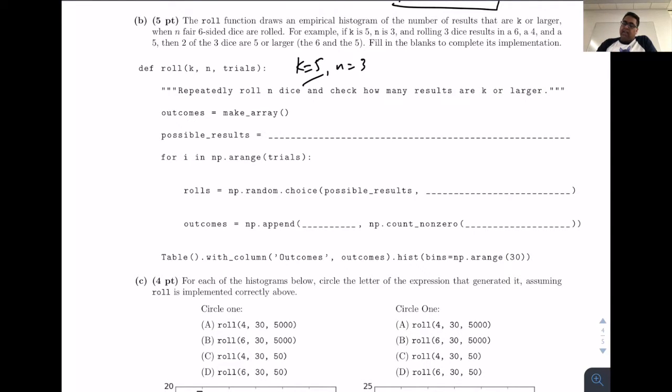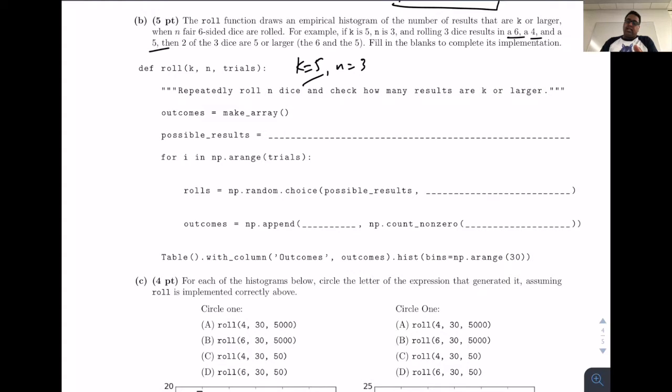Here it's saying if k is 5 and n is 3, we roll a die, and we get a 6, 4, and a 5. Well, a 6, yeah, that's greater than or equal to 5. A 4, that's not greater than or equal to 5. And 5, that is greater than or equal to 5. So in that case, the value that we're going to record is 2. And that's the value we're going to append to our outcomes.